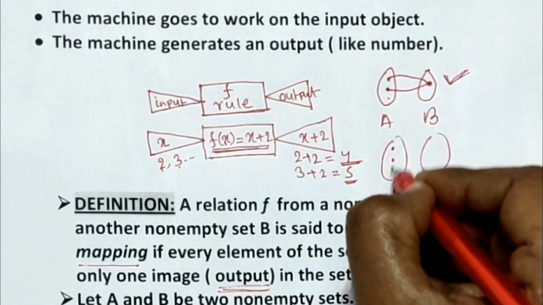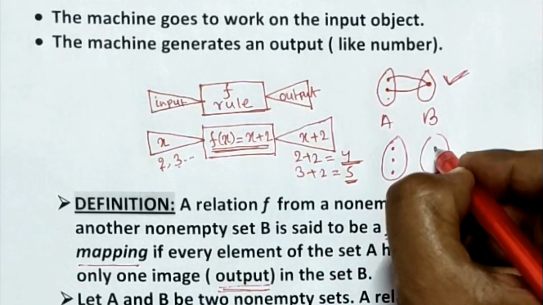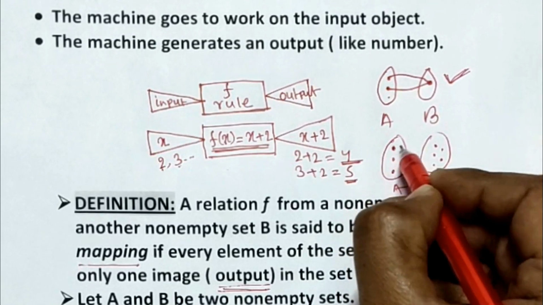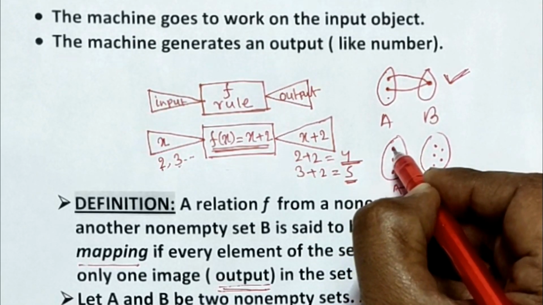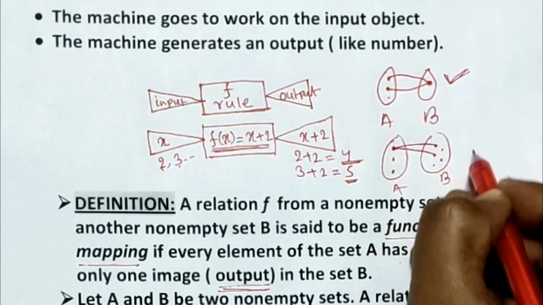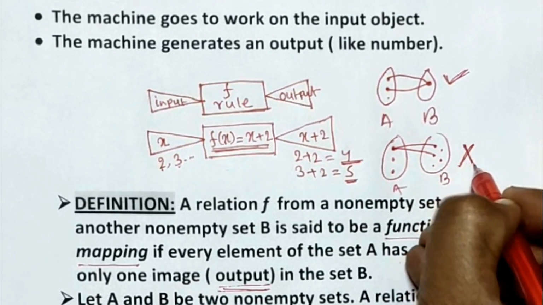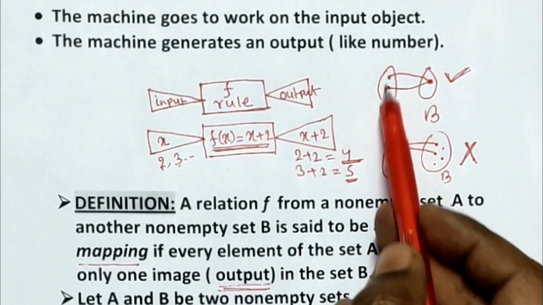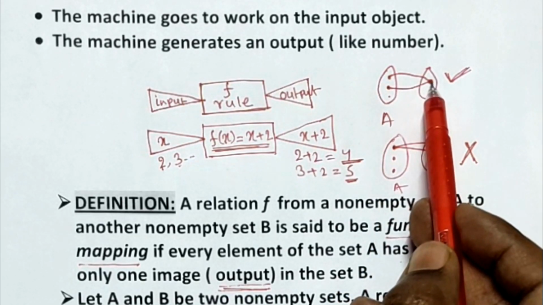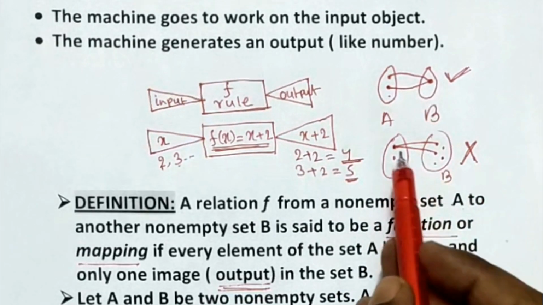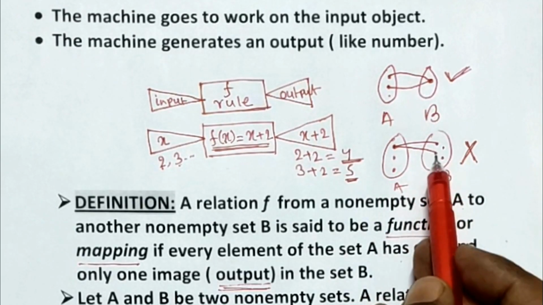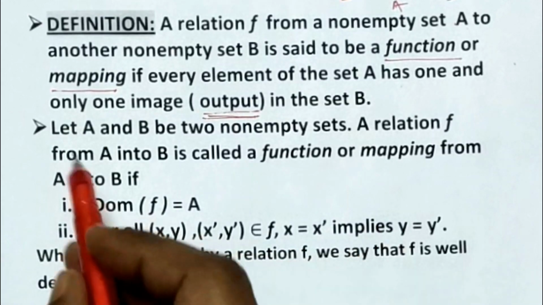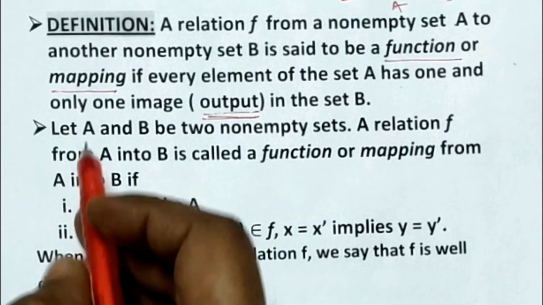But suppose there are 3 inputs and we have some outputs there. This input can't map with 2 outputs. This is not a function. So this is the basic concept of function. 2 inputs can map with the same output, but one input cannot map with 2 different outputs. Clear? Let us see the standard definition of function.